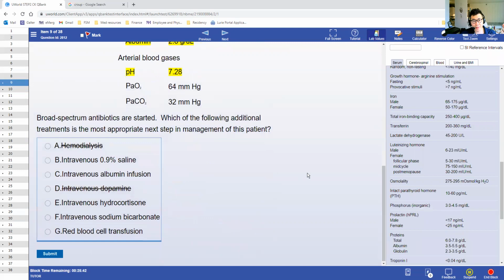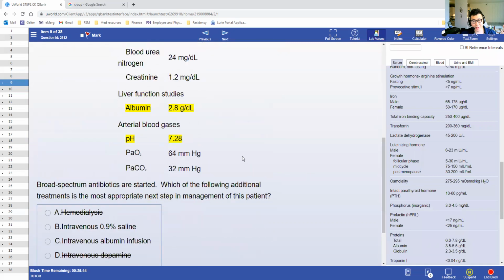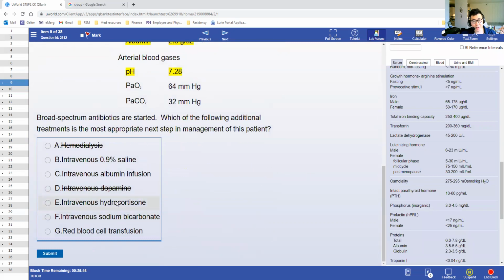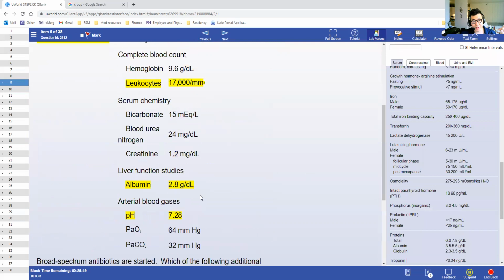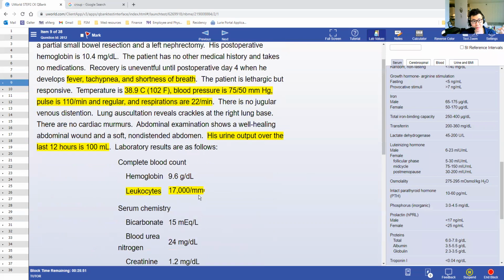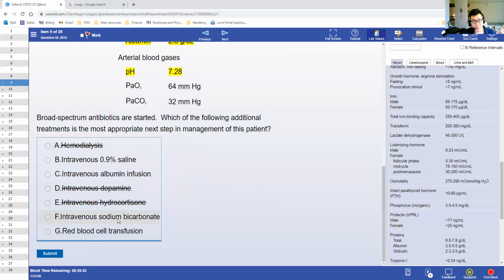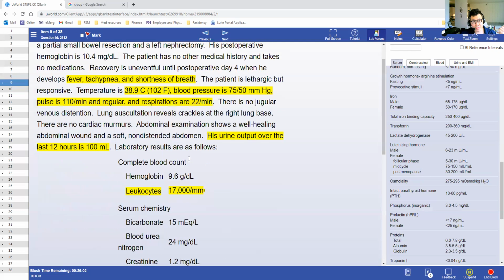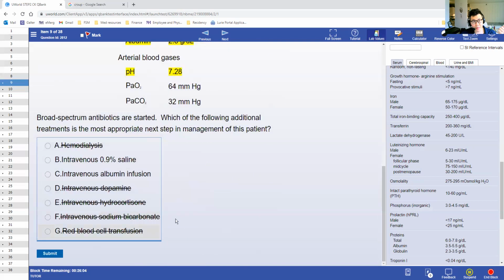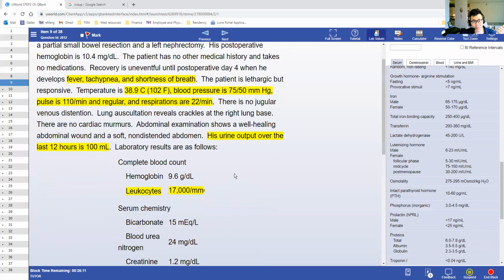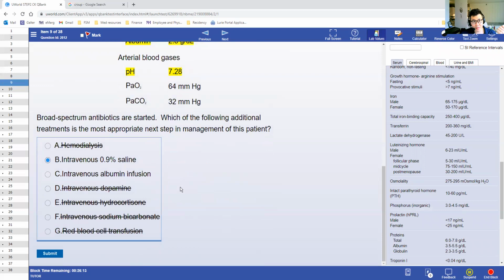IV dopamine, no. Our goal is not the pressure, it doesn't really concern me much. Hydrocortisone, no. The adrenals are fine. Yeah, no signs of adrenal issues. Bicarb, no. You rarely do ever give this. RBC transfusion, no, it's not so bad that I would transfuse him. Yeah, so I'm pretty sure I just go with normal saline here, just give him some fluid support, and this is what you do in sepsis.